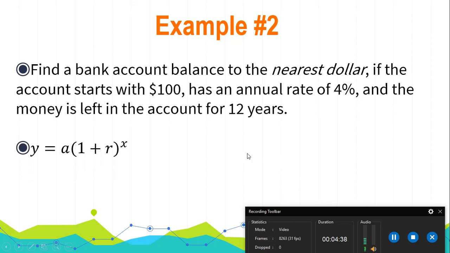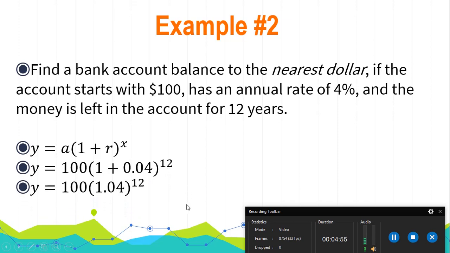This is a growth model. We're going to sub in. We have 100 as our initial investment. 100%, which is the 1, will stay in the account. And then we're adding 4%. And we're going to do this for 12 years.